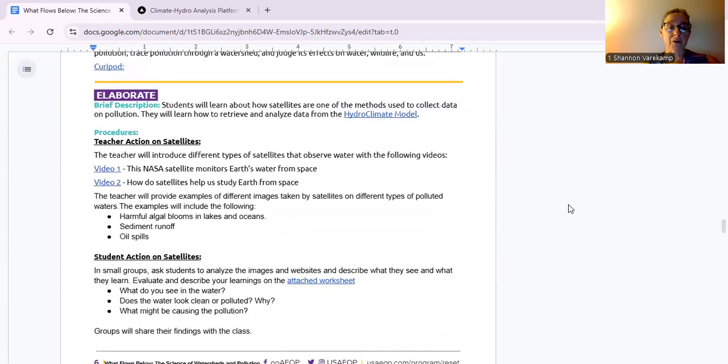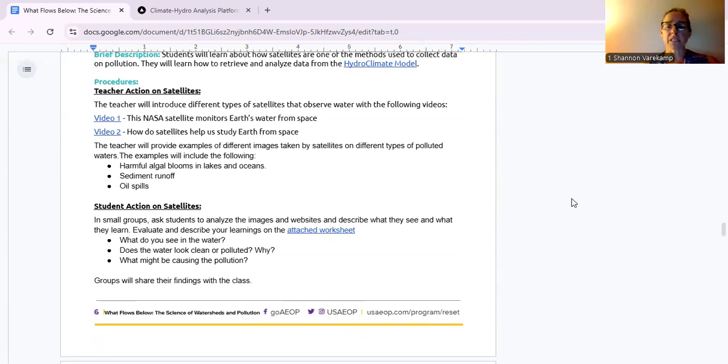So students will elaborate on some of this knowledge they've acquired, and they're going to learn about how satellites are one of the methods that are used to collect the data on pollution. They will learn how to retrieve and analyze data from the hydroclimate model. The teacher will be introducing videos on the different types of satellites that are used and how they analyze the water in different ways. And then they will be analyzing their own photos and determining how they work with pollution.